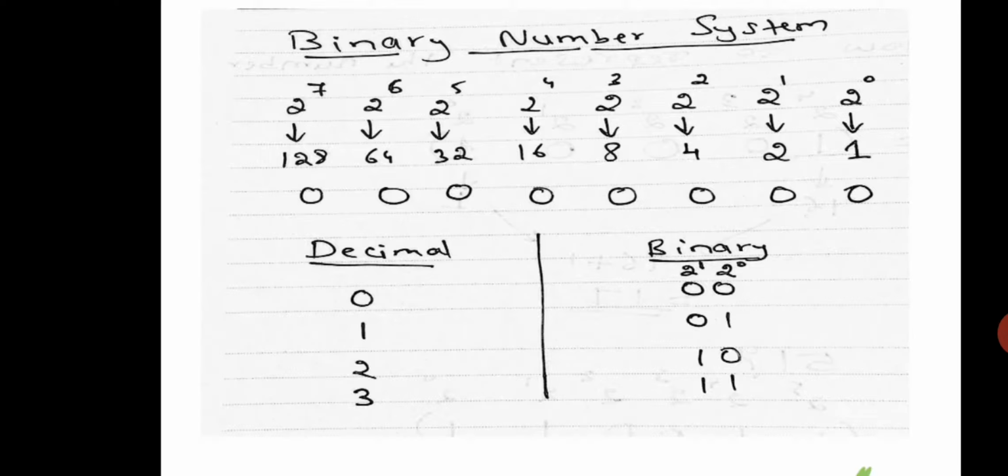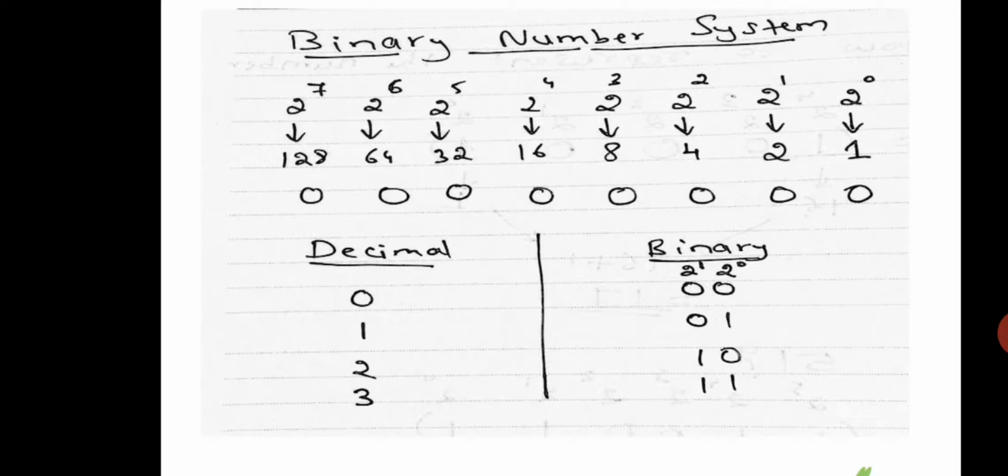Now come to decimal number 1. How to represent 1 in binary? You have to represent 1 in binary as 1 into 2 to the power 0 plus 0 into 2 to the power 1. What is 1 into 2 to the power 0? 1 into 1. It is nothing but 1. 0 into 2 to the power 1, what is it? 0, isn't it? Any number multiplied with 0 is 0.